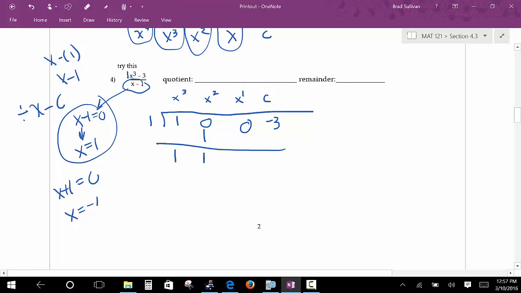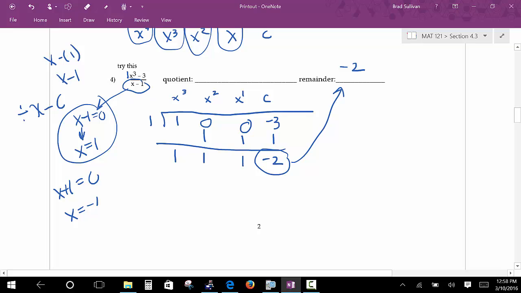Okay, well, let's see if we got the rest of this here. So 1 times 1 is going to be 1. Add the column, you got 1. 1 times 1 is 1. Add the column, -2. Okay, so what is the meaning of that -2? That's your remainder. Okay, so that is your remainder, like that.